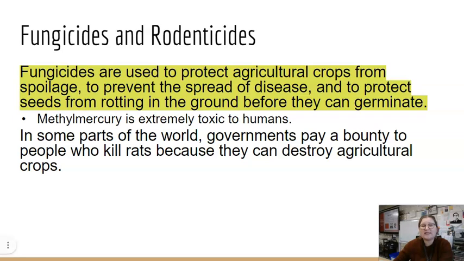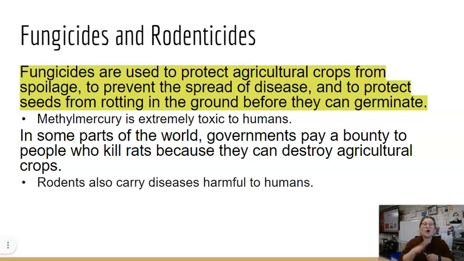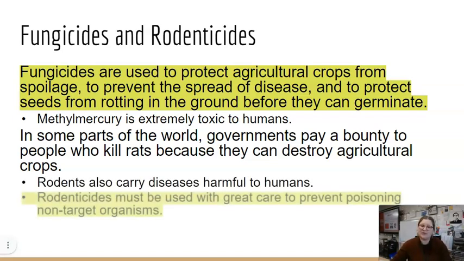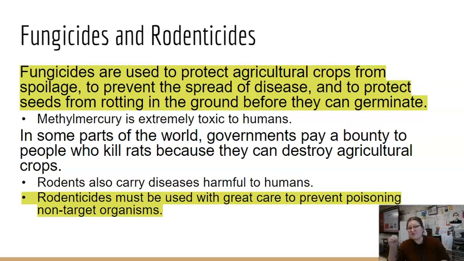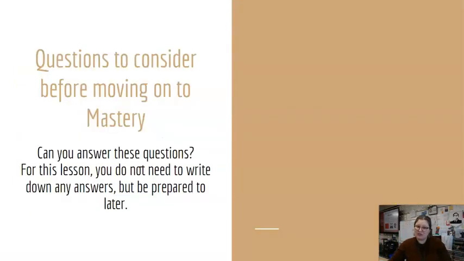Moving on to rodenticides, in some parts of the world, governments pay a bounty to people who kill rats because they can destroy agricultural crops. And they also carry diseases harmful to humans. Rodenticides must be used with great care to prevent poisoning non-target organisms. If you poison a rodent and then that rodent is eaten by an eagle, an owl, whatever, that high-tier predator then is getting that poison within them, and that is a concern.